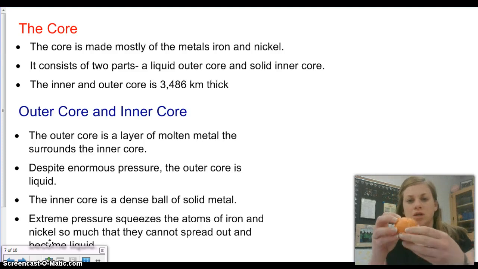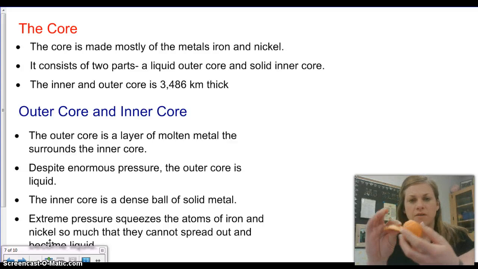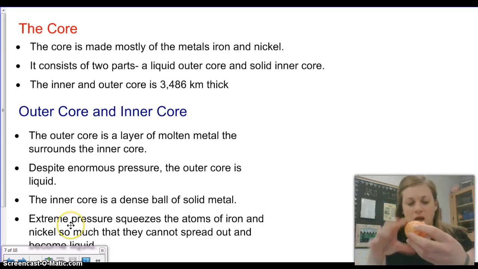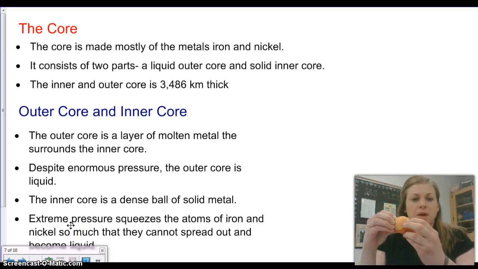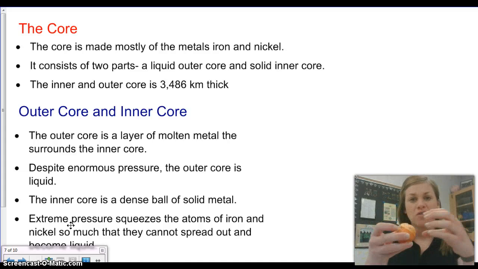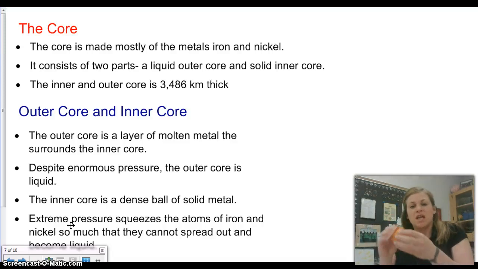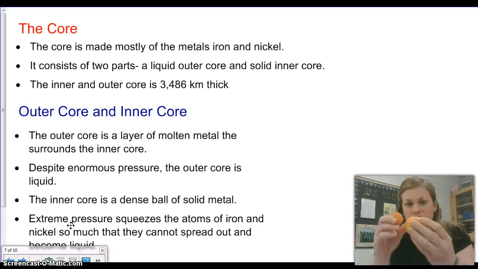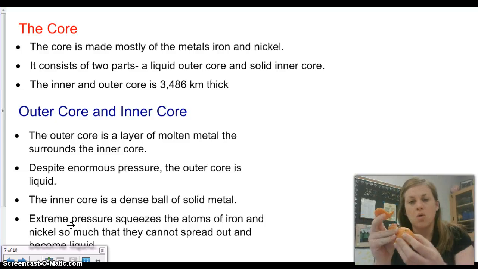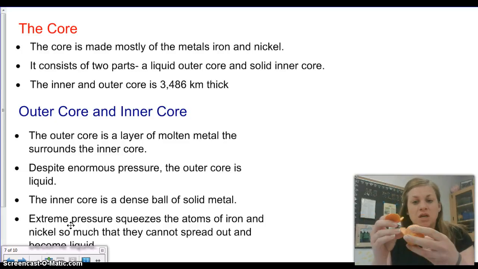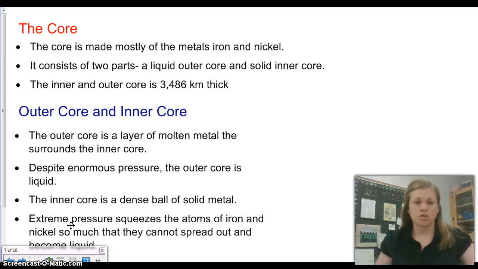So it's kind of like this tangerine here. I've got this outer layer, and if I peel it back, because it's soft and it molds and bends, I have a solid ball on the inside. So despite the enormous pressure, the outer core is liquid, and that inner core, because of the pressure of everything else acting on it, creates a solid, dense ball of metal made up of iron and nickel. And it's so much pressure that it can't spread out. This liquid layer, the outer core, keeps it contained in there, creating that thick ball. So it's kind of like an orange in some aspects.